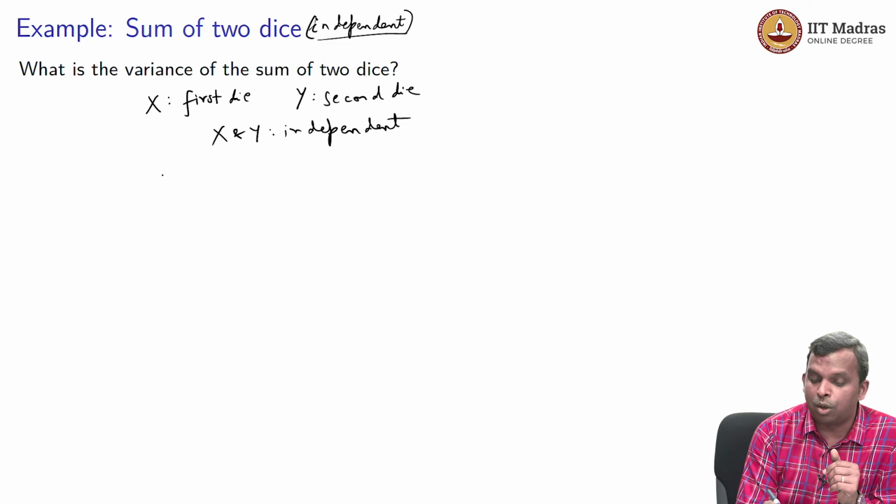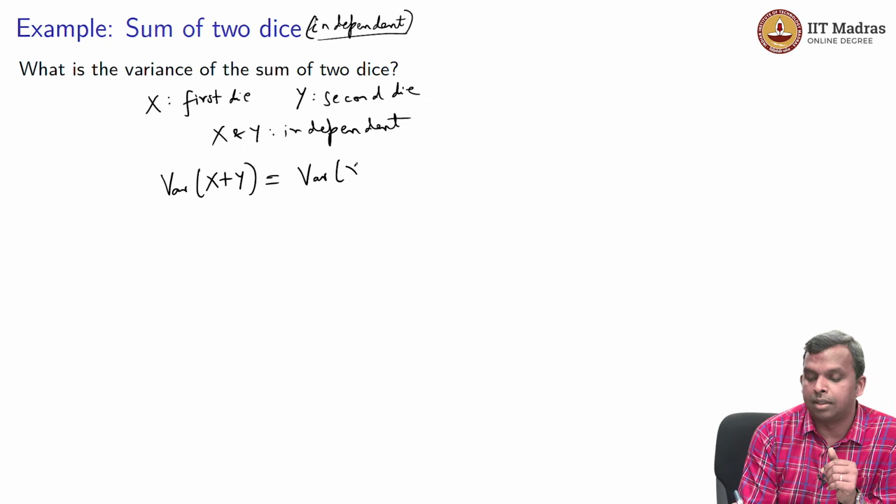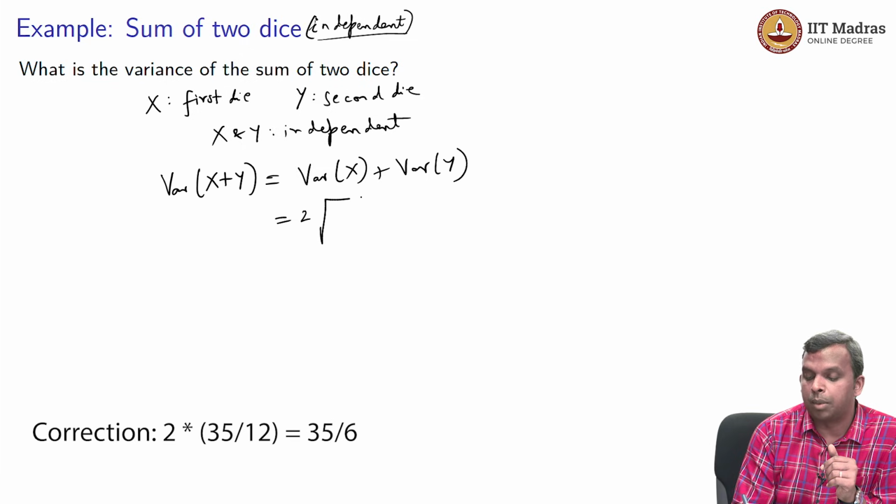So you want the variance of x plus y. Since they are independent, this is just variance of x plus variance of y, and you can quickly compute this as 2 times 35 by 12. This can go out if you like, so this is 35 by 6.